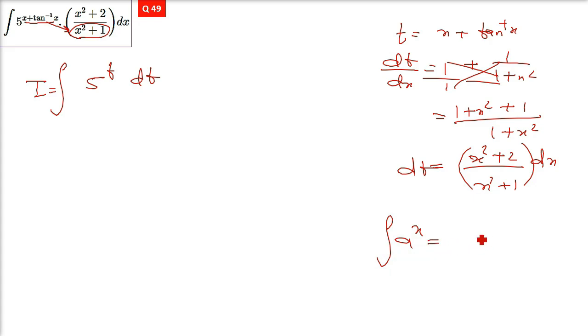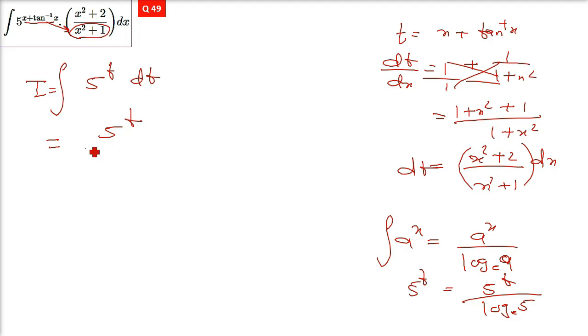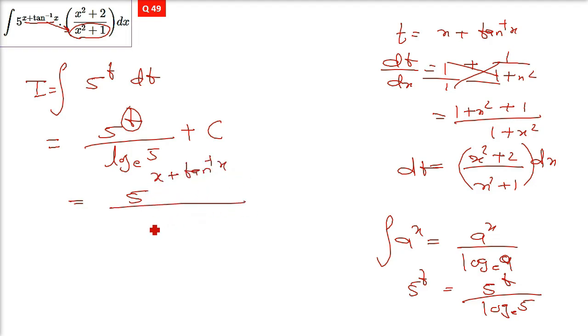The integration of a^x will be a^x divided by log base e a. Now for 5 to the power t, just assume a as 5, x as t, and write the same thing which I have written in the formula. So let me just write it: 5^t divided by log base e 5 plus constant of integration. t is what? t was x plus tan inverse x, if you remember. So 5^(x + tan inverse x) divided by log 5, ln also you can write, or log e, it's up to you, plus constant of integration. This is your final result.